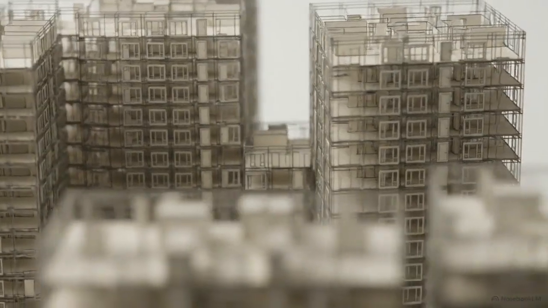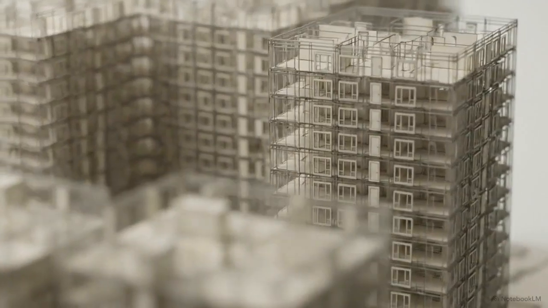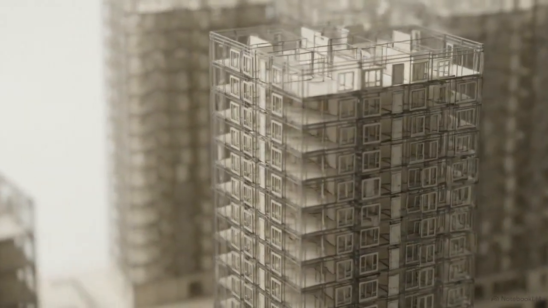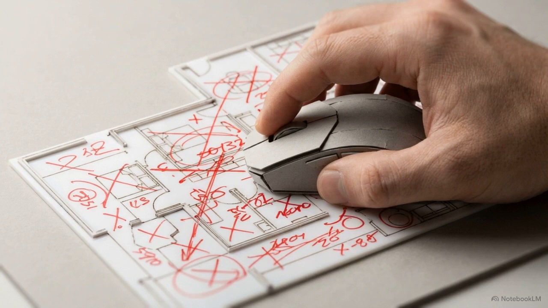This architectural model rotating in front of us contains thousands of individual, undocumented components. A single commercial high-rise holds over 10,000 distinct physical assets, and every single one needs an exact identifier.